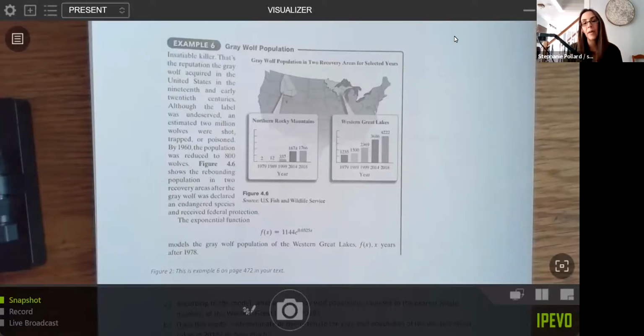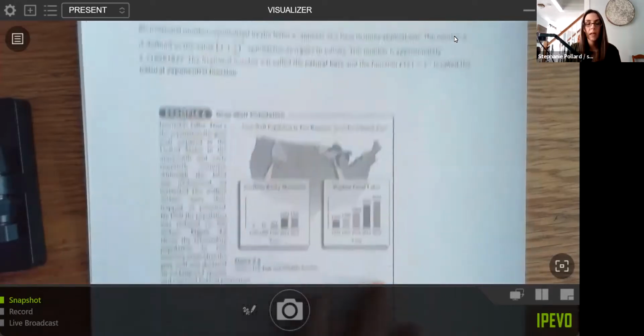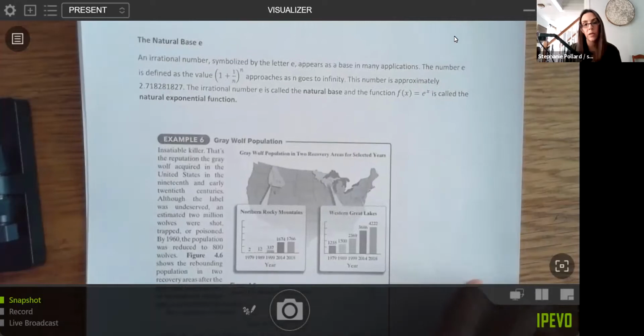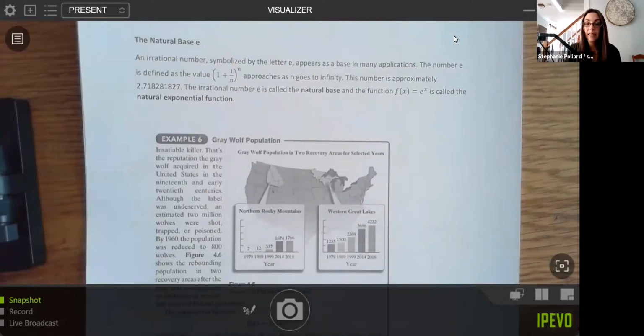Yeah, there are a ton of applications here, so we're just going to touch on a couple. And these are from your text as well. So one thing I want to note is we do have a really important base that we often use with exponentials, and that is the natural base e. So there's an irrational number e that has many, many applications. It's kind of like the same idea as pi, which you're probably familiar with.